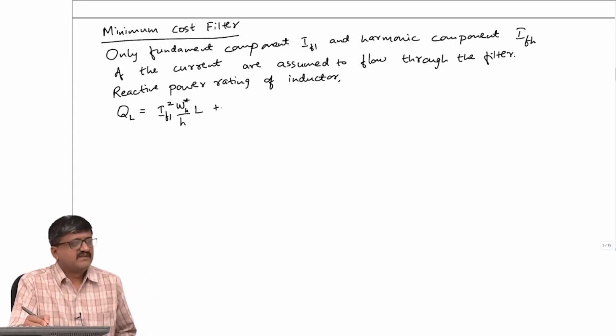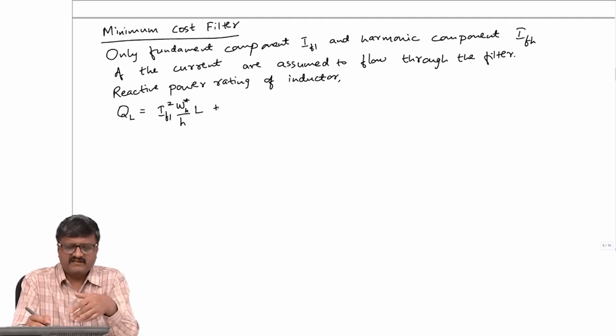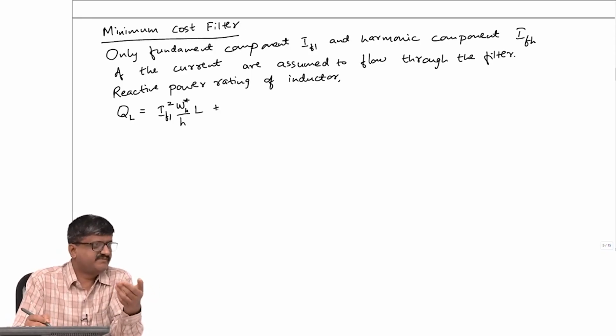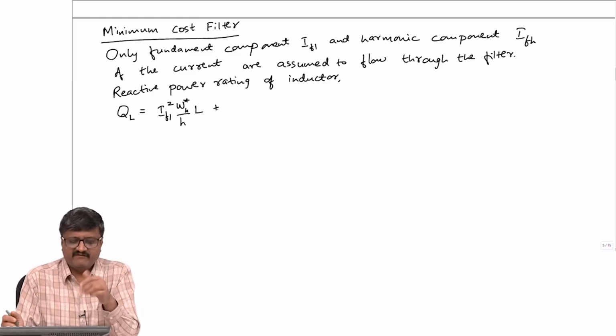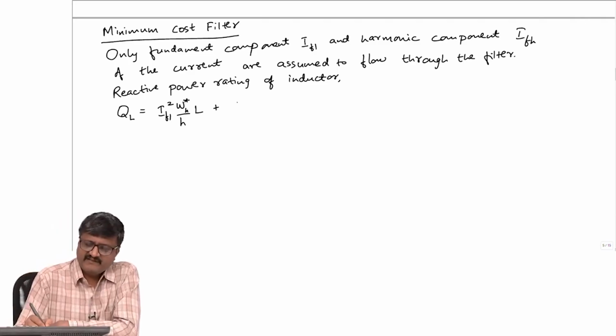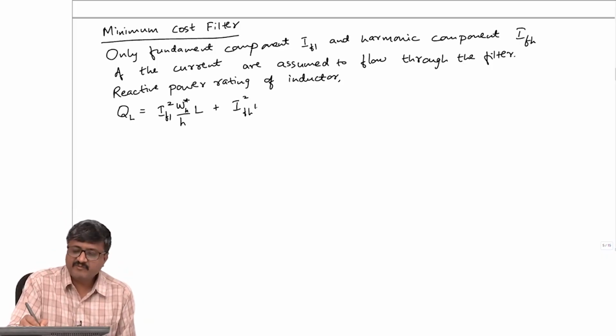Now please note, I am just taking the ideal value of omega h. So, the ideal value is omega h star. In practice omega h will deviate, and because of that the reactive power rating will slightly be within a band. So, I am taking the ideal value of the frequency and computing the reactive power. Then for the harmonic frequency, it is IFH squared into reactance. In this case it is omega h star into L.